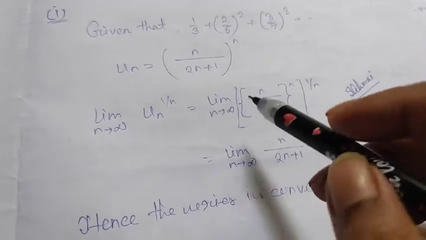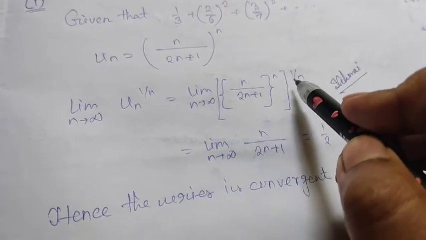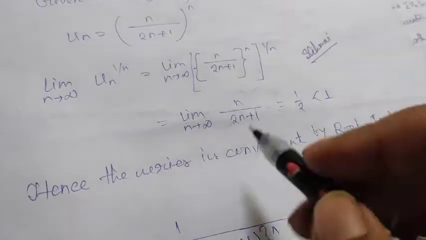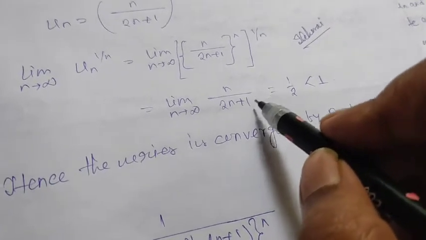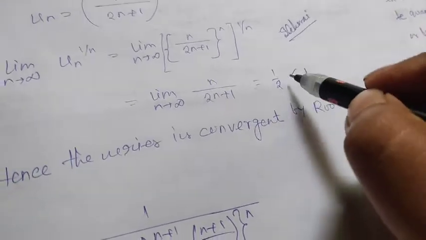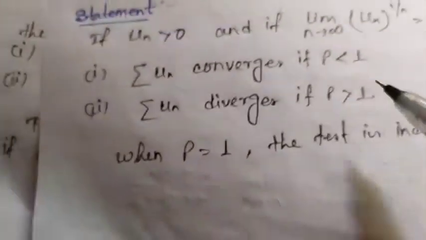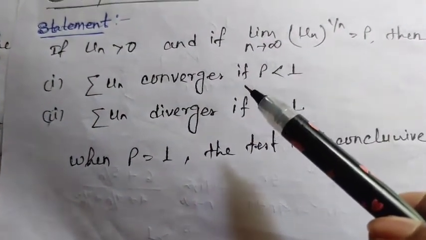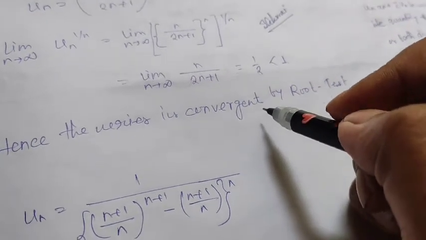So un whole to the power 1 by n is equal to limit n tends to infinity (n by 2n plus 1) whole to the power n into 1 by n, and after simplification we get limit n tends to infinity n by 2n plus 1, and if we simplify more, we get half, which is less than 1. So the value of rho is half, which is less than 1. We consider that the series will be convergent by Cauchy root test if rho is less than 1. So the series is convergent by root test.